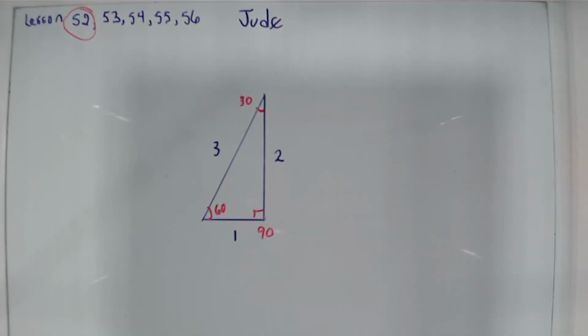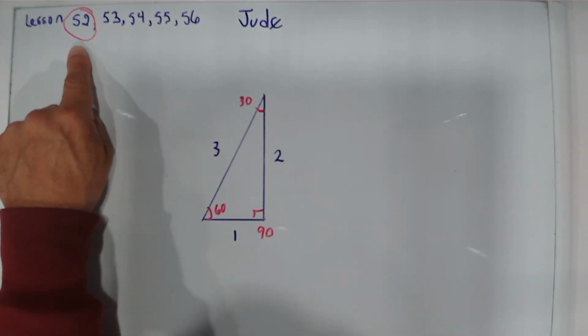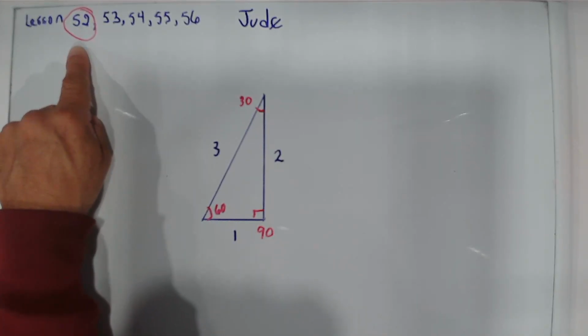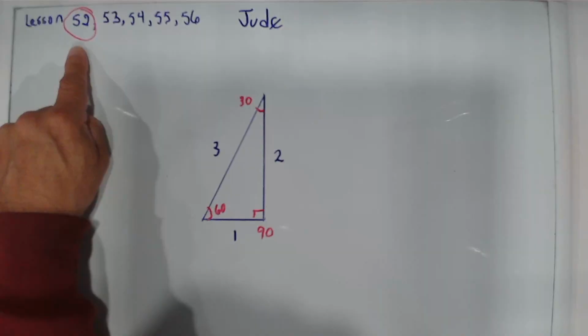Okay, Jude, today we're going to be covering lesson 52 in your, what's it called? It's like the something in the beautiful or the magnificent or something like that. I forget what the title is. Maybe it's the best and beautiful or the pretty or something.